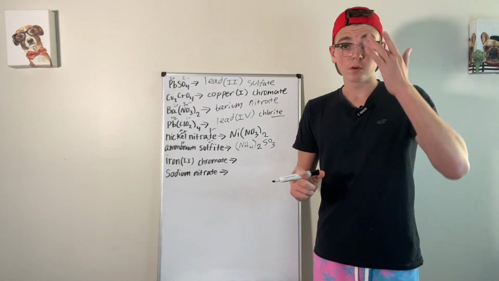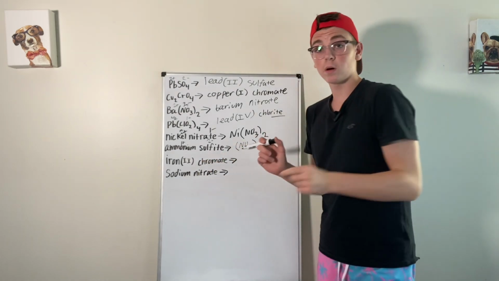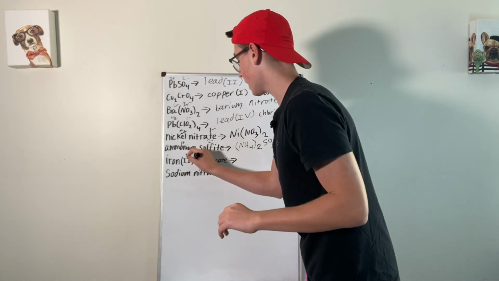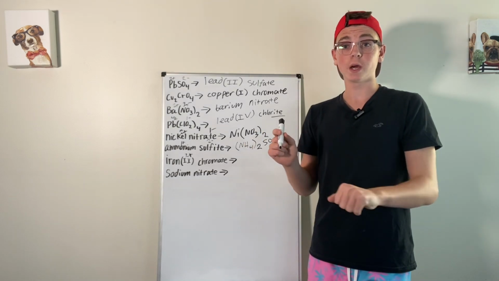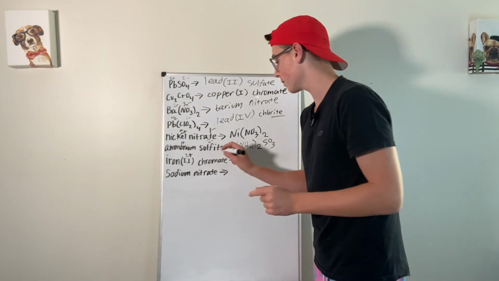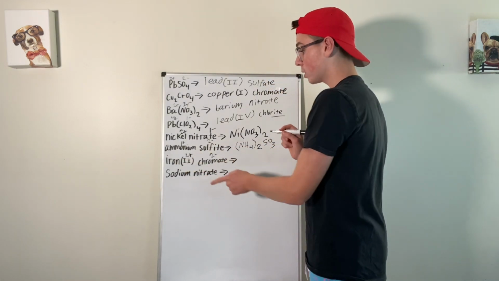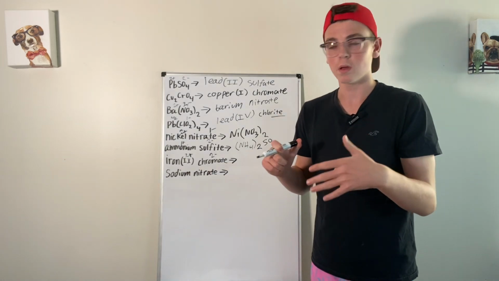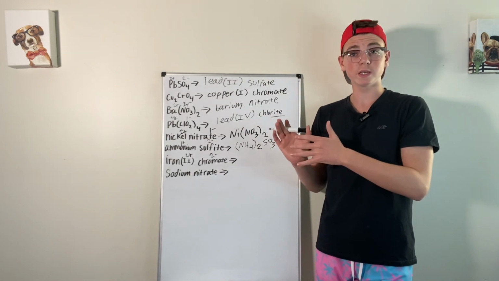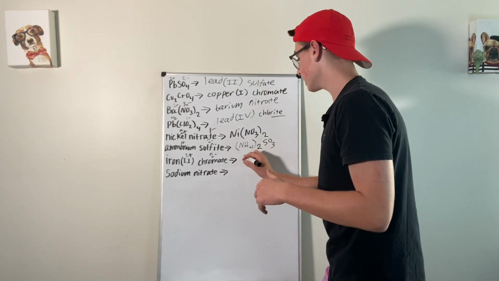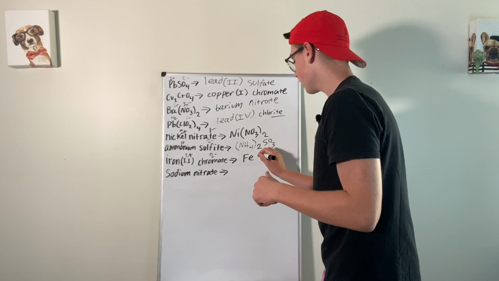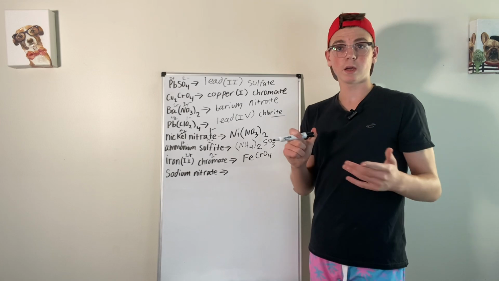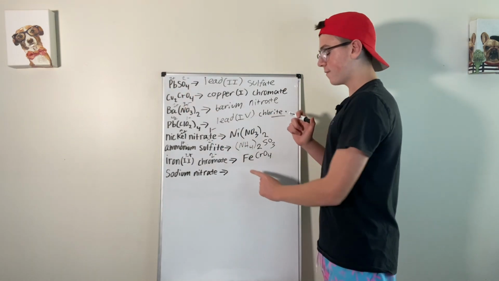Okay, now iron 2 chromate. The Roman numeral 2 means that the charge of the iron is 2 plus. Now, the chromate we know is CrO4 2 negative. So if you try crossing here, you're going to get Fe2, parentheses, CrO4 2. But this 2 to 2 ratio simplifies to 1 to 1. So what we're going to do is really say FeCrO4.